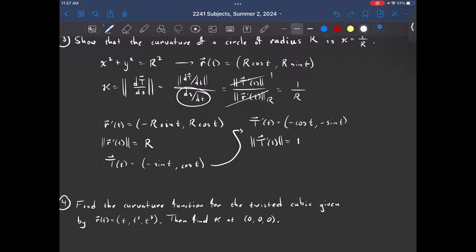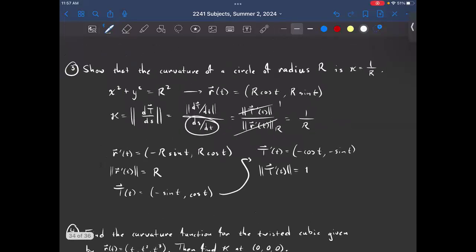The curvature of the circle at any point is 1 over r. And this makes sense if you're thinking of the osculating circle. So the osculating circle for a circle at any point is itself.